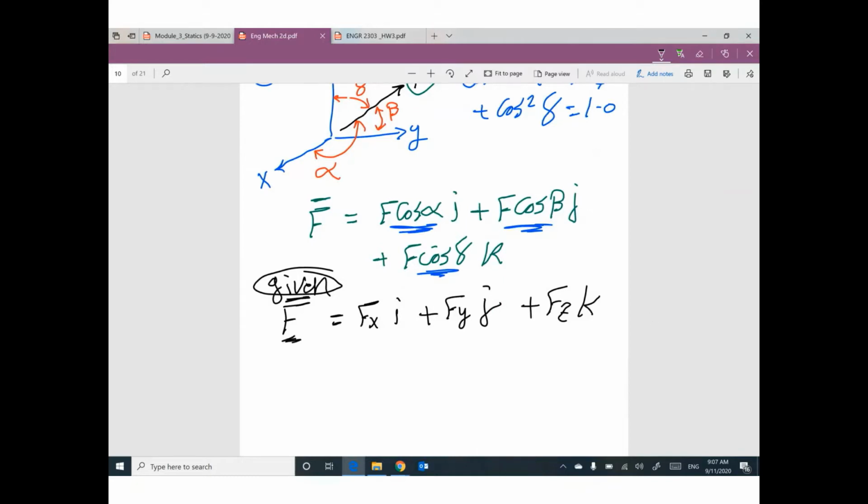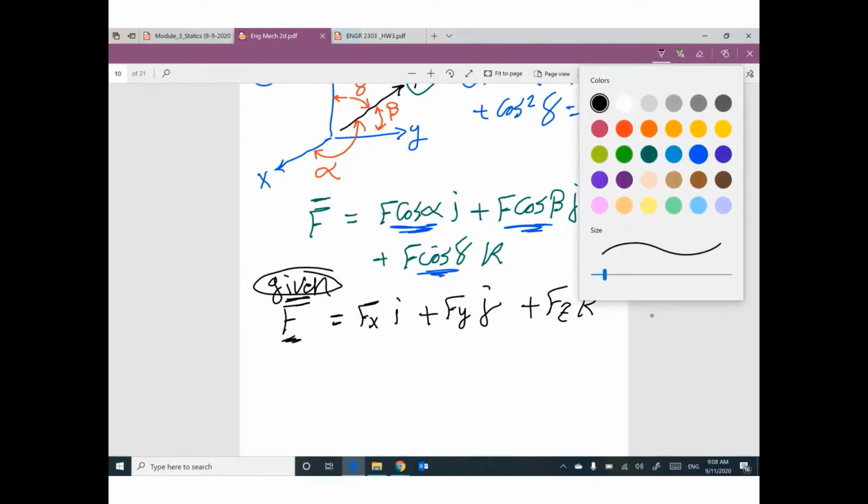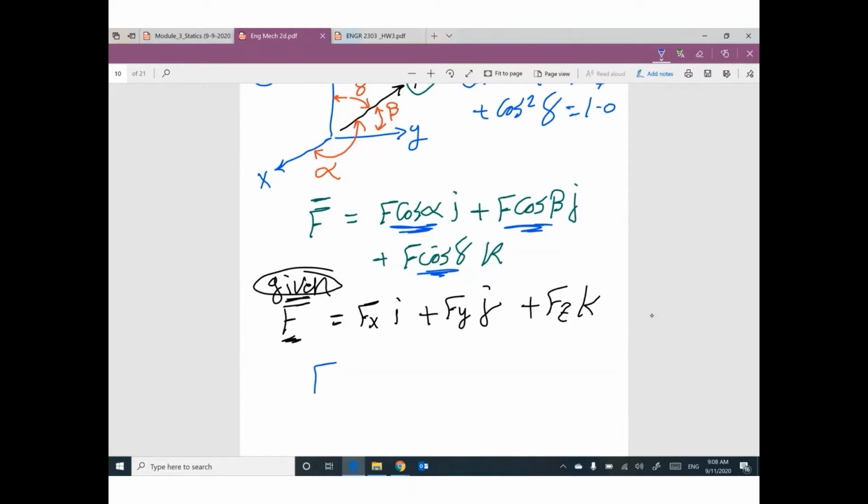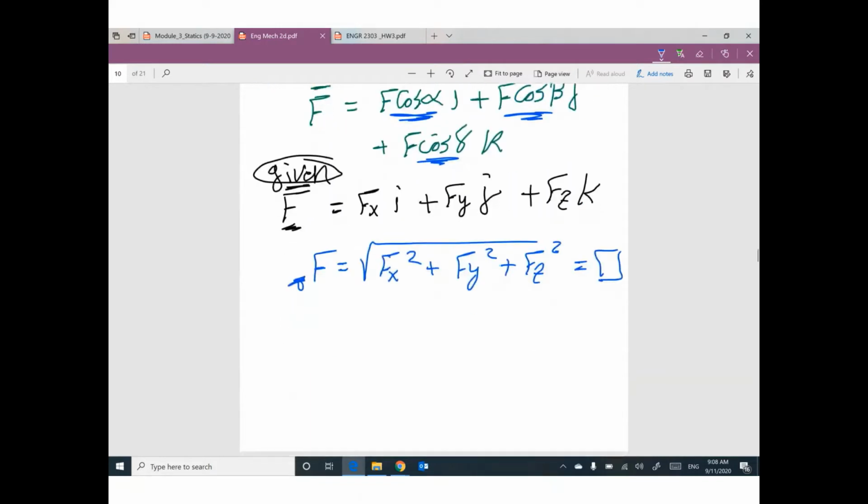How? We need first to figure out the value of this force equal square root of this component square plus this component square plus this component square. We will get only one value for this force as a scalar value. Then cosine alpha will be x component divide F. Cosine beta equal y component divide F. Cosine gamma equal z component divide F.